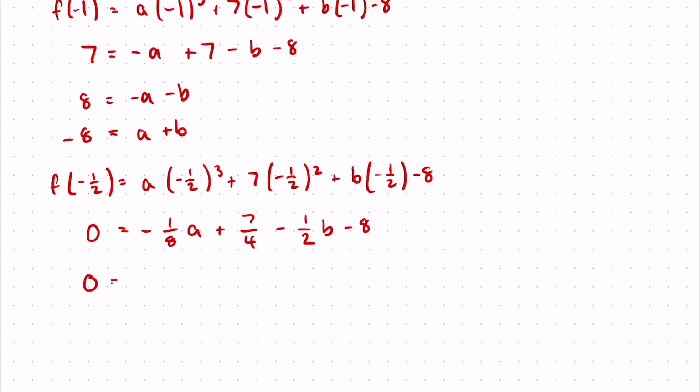I'm going to multiply through by 8 to get rid of my fractions, which is going to give me 0 is equal to minus a plus 14 minus 4b minus 64, which when taken over to the other side gives me 50 is equal to minus a minus 4b, or the positive version, which is minus 50 is equal to a plus 4b.